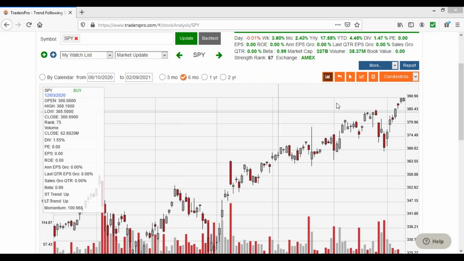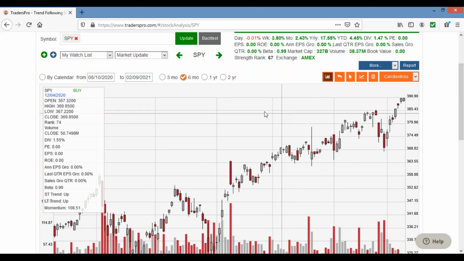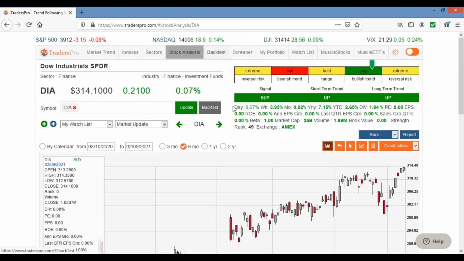We'll see how things go this week. Like I said, probably on Thursday we'll have a little bit better idea. The Dow and the rest of the indexes are pretty much the same. They've all broken out.